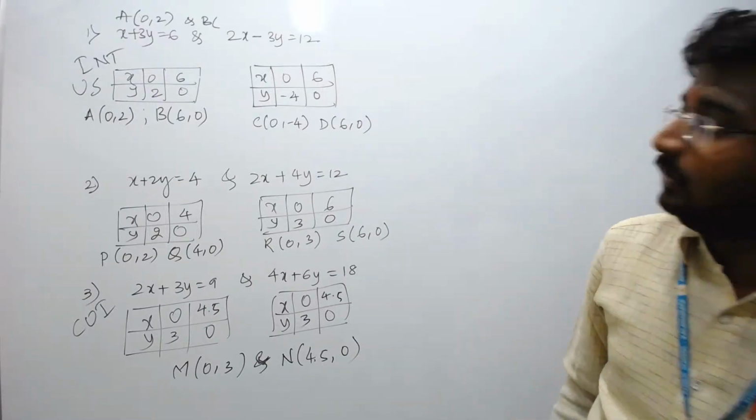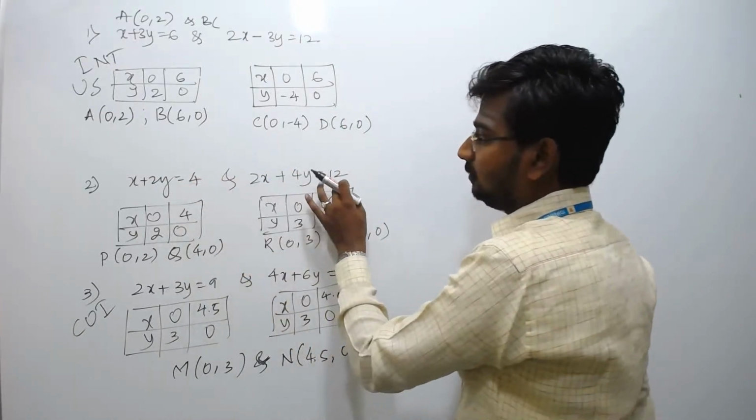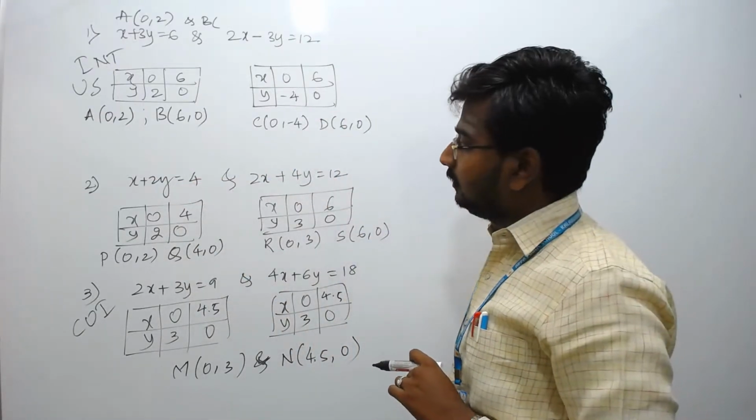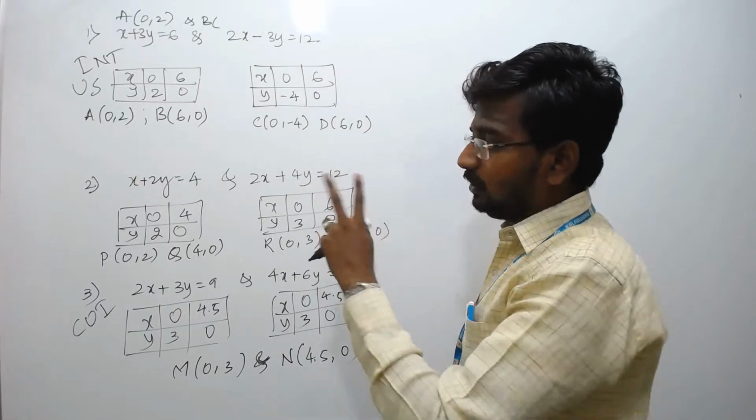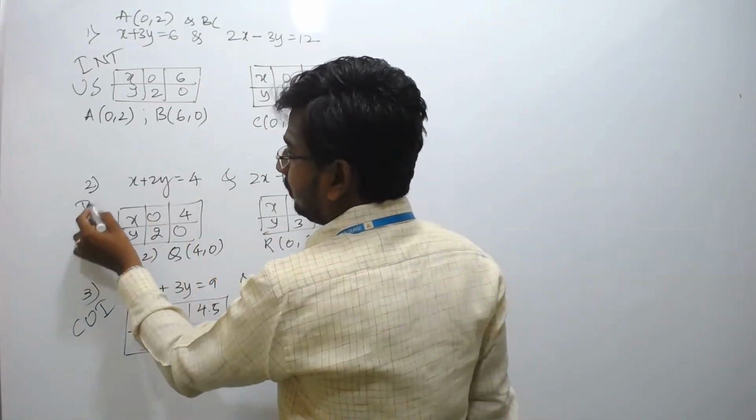And Sharan Pujari, this one: 1 by 2, 2 by 4 also, 1 by 2, 4 by 12. Okay. The first two are equal but not equal to the third condition. I can say parallel.